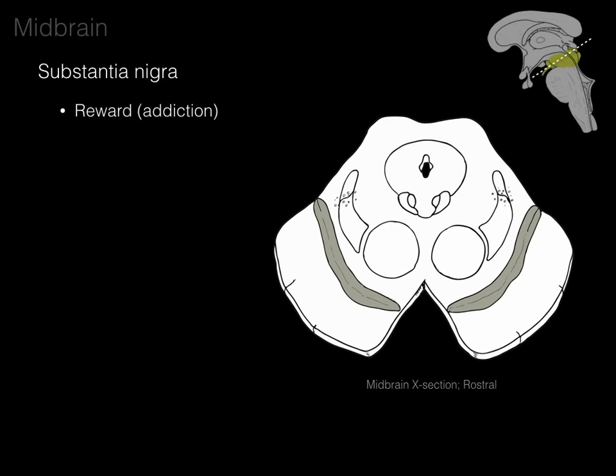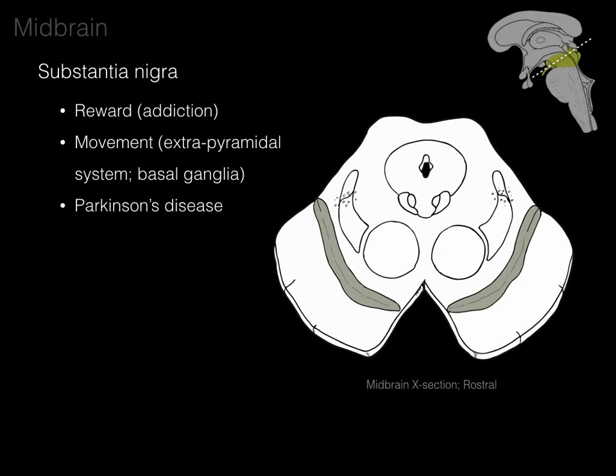And the substantia nigra functions in reward, and as a result, it also plays a part in addiction, and it also plays a part in movement in the extrapyramidal system and also in the basal ganglia. This also plays a role and it degenerates in Parkinson's disease.